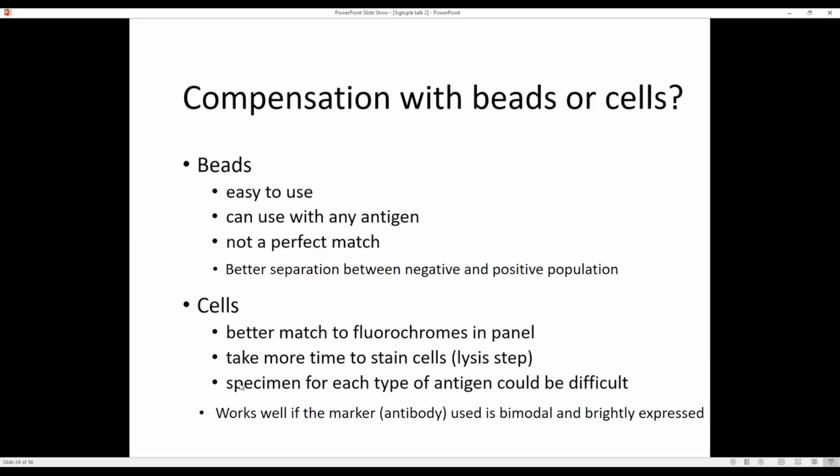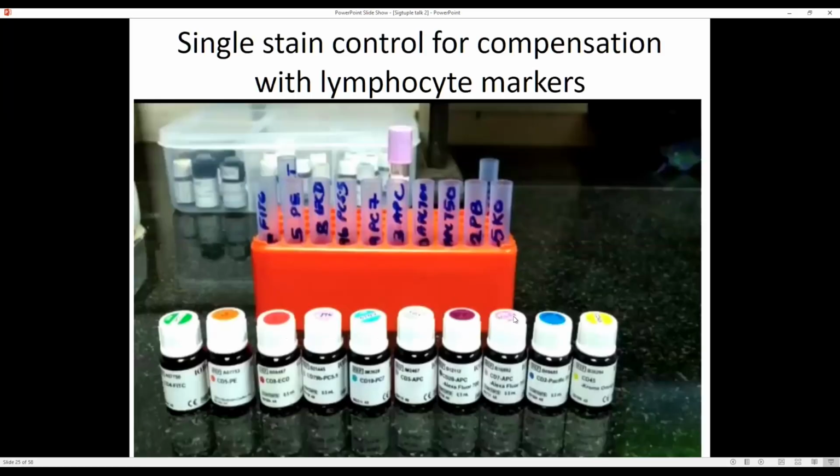And finding, this is what I was telling, a specimen for each type of antigen could be very difficult, right? Because you may not have fluorochromes with antibodies that will bind to lymphocytes, right? You may have CD15 in one fluorochrome, for example, PE. Now CD15 will not bind to lymphocytes. So you cannot use that PE CD15 molecule for doing a single stain control. So that's the problem here. Whereas with beads, no matter CD15 or whatever, you tell me any CD molecule, no matter what it is, if the fluorochrome matches, you can just add it to the beads, it will go and bind.